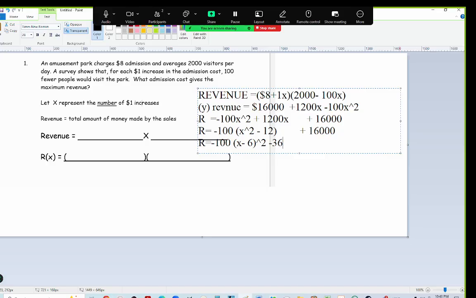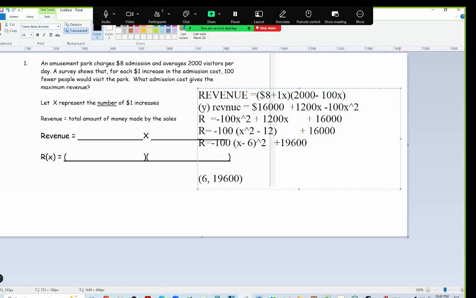Then you multiply that by negative 100, which is 3,600. Positive or negative? Then positive. And you add it, so 19,600. Okay. What's my vertex? It is (6, 19,600).